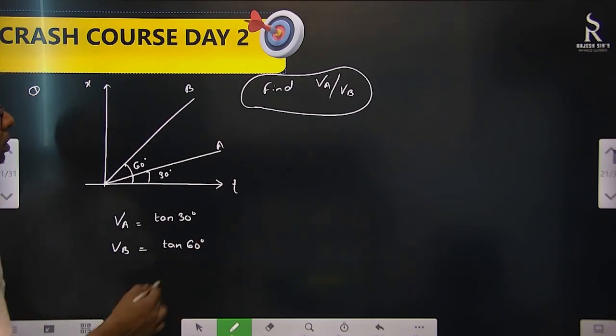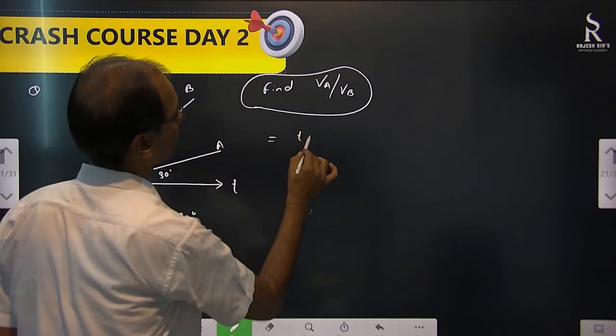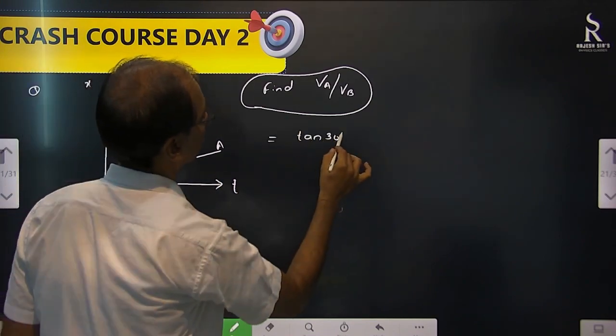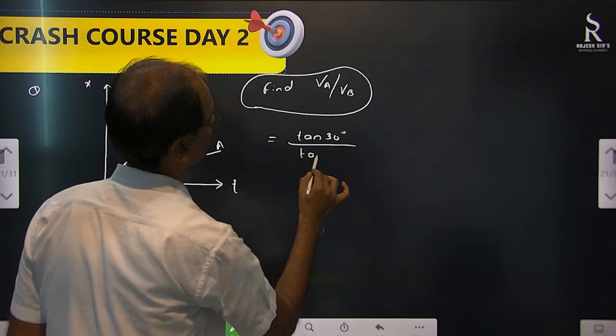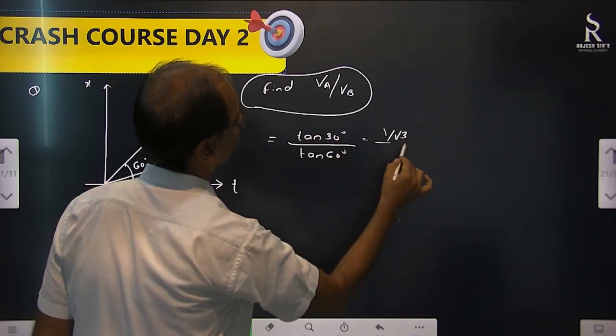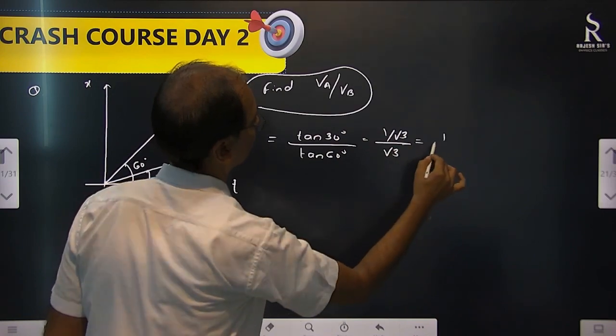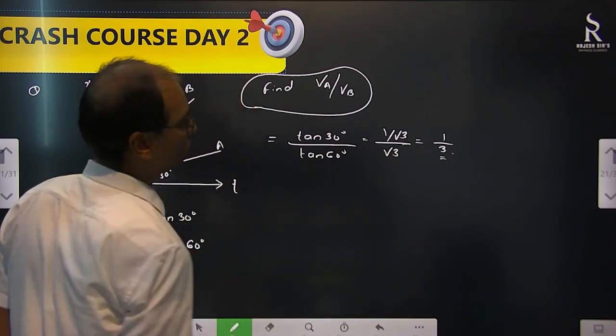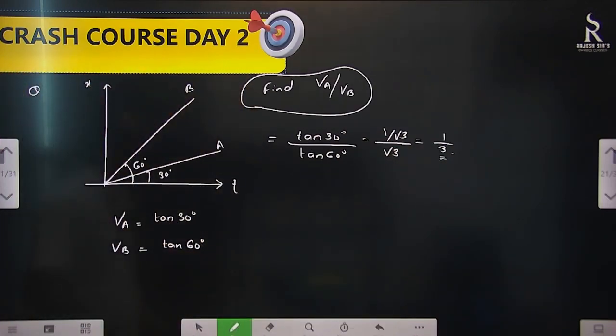Okay. So tan 30 by tan 60. One by root 3 by root 3, 1 by 3. Finish. Okay, that's VA by VB. Then what else?